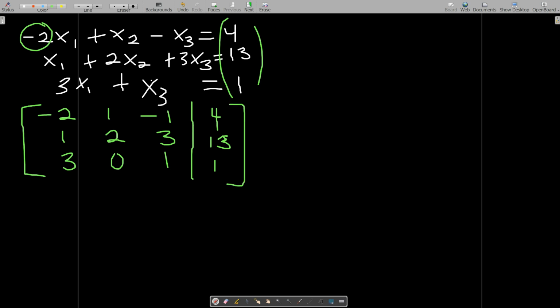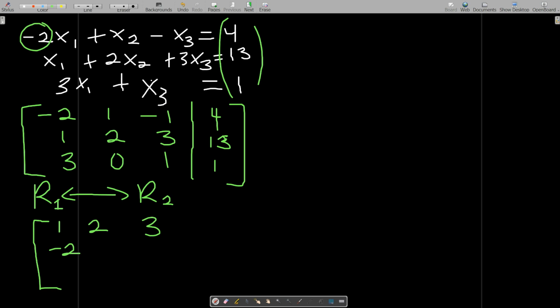After writing it like this, you make sure that you perform your Gaussian elimination. It is always better if you can make a pivot element, that is, a row that should start first, and this time it should start with 1. Looking at the first, second and third rows, the second row starts with 1, so we swap row 1 and row 2. If we swap them, we get 1 2 3, negative 2 1 negative 1, 3 0 1. For the column vector, we swap too, and we get 13, 4 and 1.